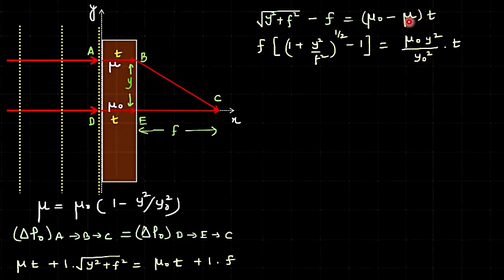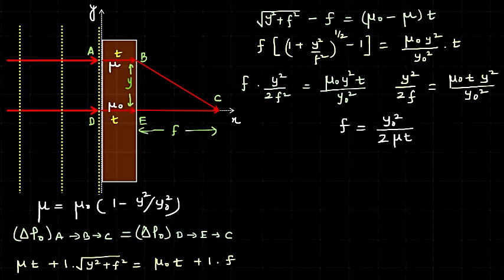And here what I have done is just put the value of mu. So mu naught minus mu is equal to mu naught y square by y naught square into T. Well, if you know physics, you can do your own calculation. So just simplifying these, we'll get f into y square by 2f square is equal to mu naught y square T by y naught square. This y square will get cancelled, and just rearranging, we'll get f is equal to y naught square by 2 mu naught T, and that would be our answer. Thank you.